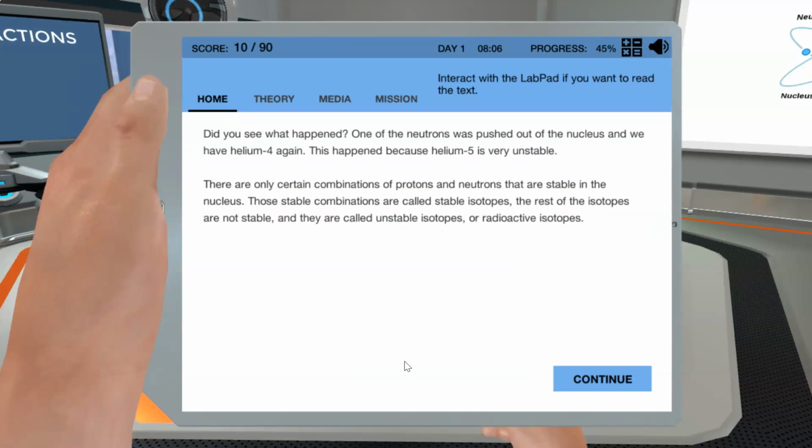Did you see what happened? One of the neutrons was pushed out of the nucleus and we have helium-4 again. This happened because helium-5 is very unstable. There are only certain combinations of protons and neutrons that are stable in the nucleus. Those stable combinations are called stable isotopes. The rest of the isotopes are not stable, and they are called unstable isotopes, or radioactive isotopes.